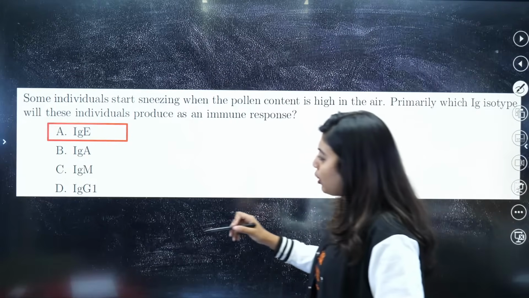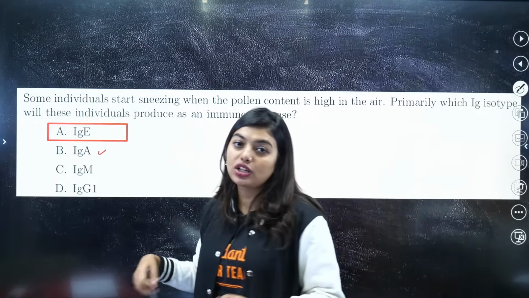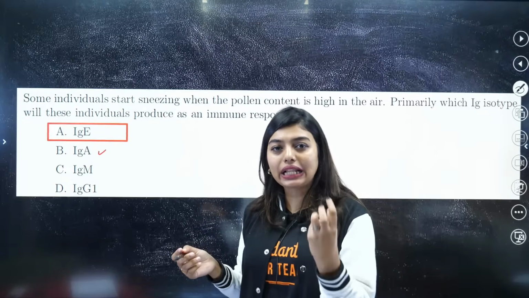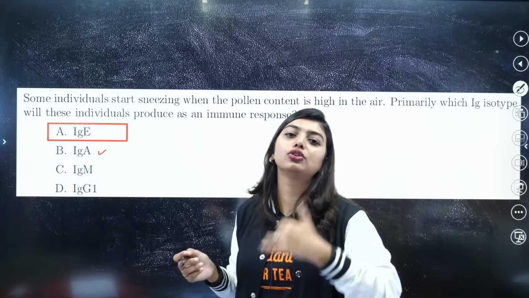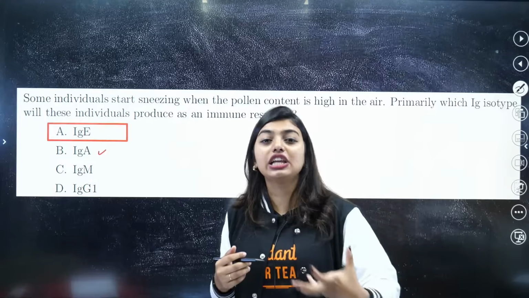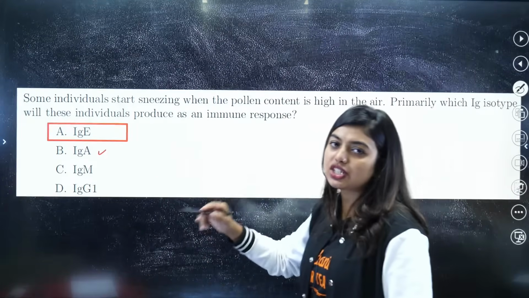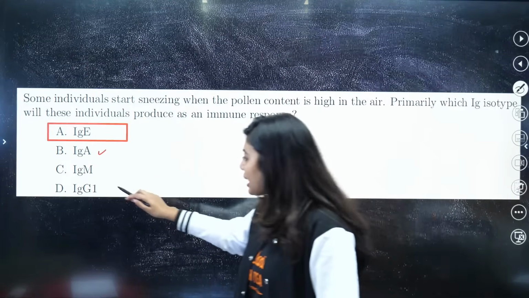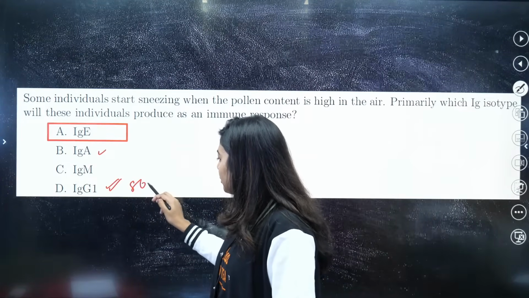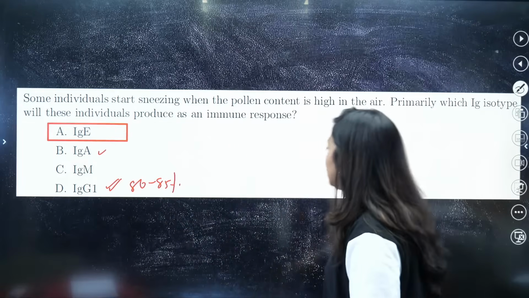Now, I think all of you know about IgA. You will see this in the colostrum, the milk that comes out from the mother to give to the baby, that will have all the IgA. Now IgM and IgG, if you want to know the number, IgG is the highest in number. Around 80 to 85% you have IgG.